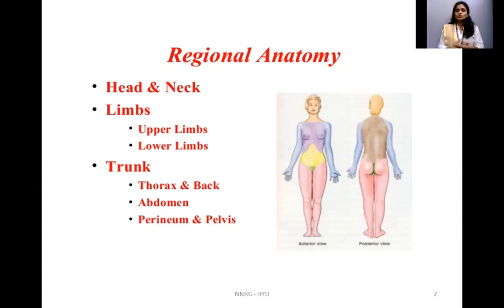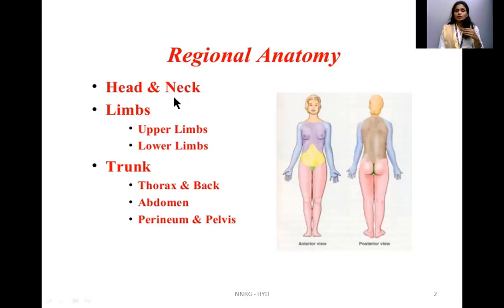Okay, so coming to the regional anatomy. We have two anatomies, that is system anatomy and regional anatomy. System anatomy is where you study every system. There are 11 types of systems in our body, for example nervous system, respiratory system, endocrine system, digestive system. So different systems you will be studying, that is the system anatomy. Whereas in regional anatomy, according to the location, according to the place where they are situated, you will be studying, that is regional anatomy.